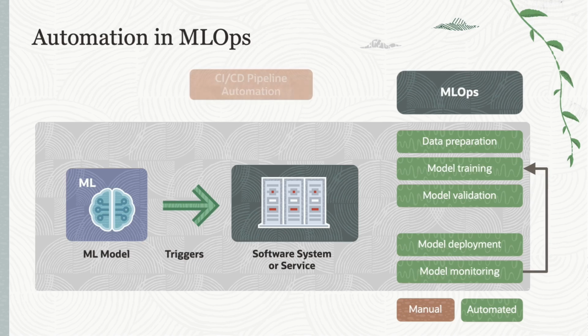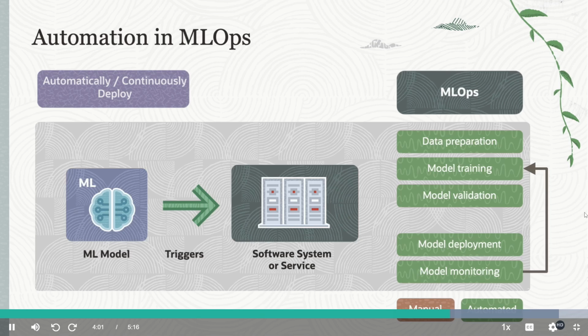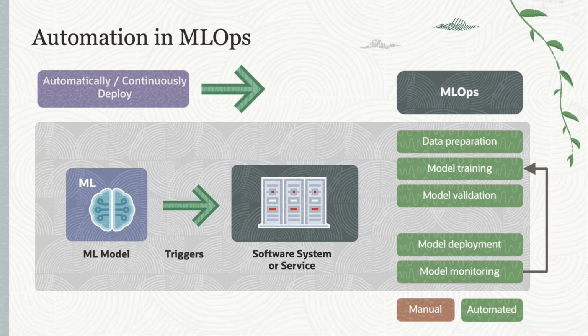The final step is the CI/CD pipeline automation, or the true MLOps. This is where the data, machine learning model, and training pipeline are automatically built, tested, and deployed. At this stage, machine learning models are automatically and continuously deployed into a core software system or service through triggers based on changes in data, monitoring events, or calendar intervals.